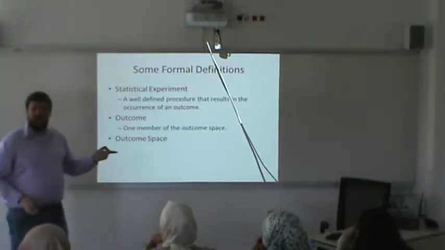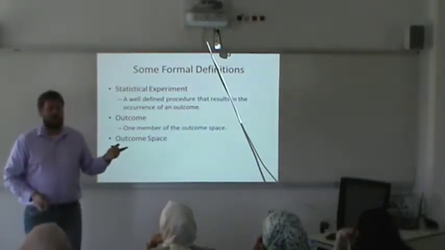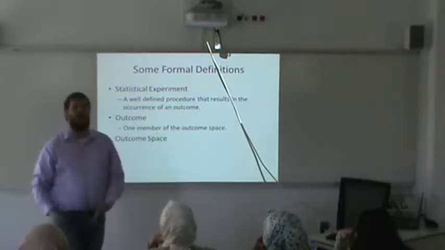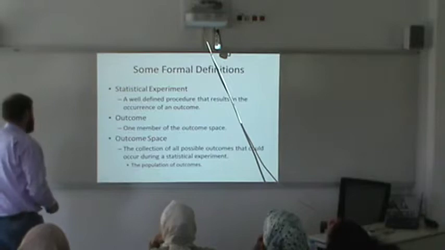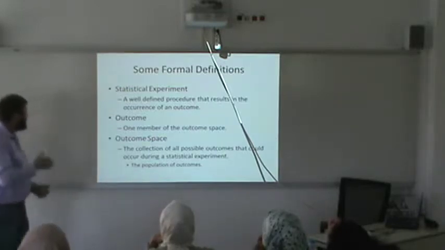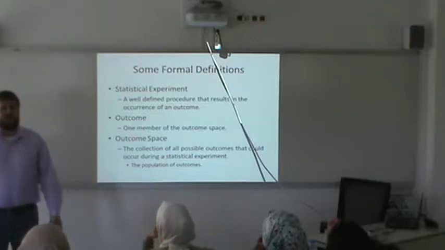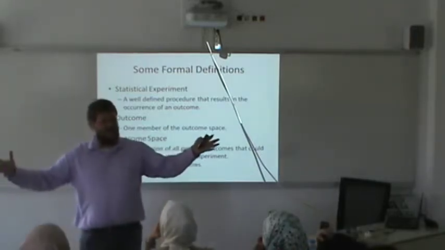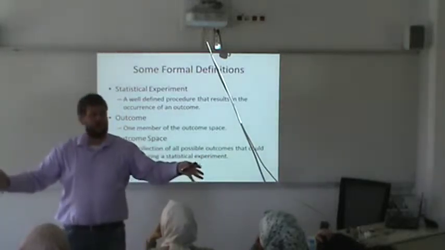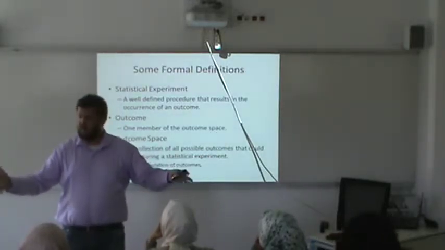How about the outcome space? It's the collection of all of the potential outcomes that there could be. So the collection of all possible outcomes that could occur during a statistical experiment. This is like a population of outcomes, right? This class is a population. It's a small population. There's a population.